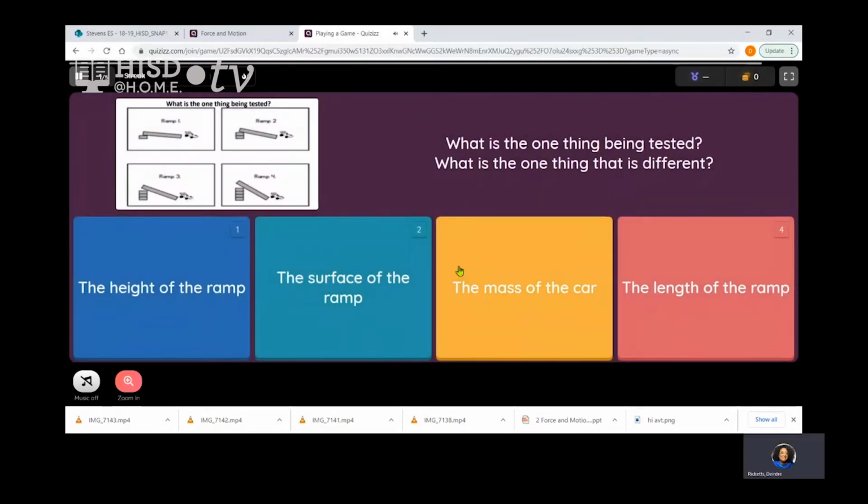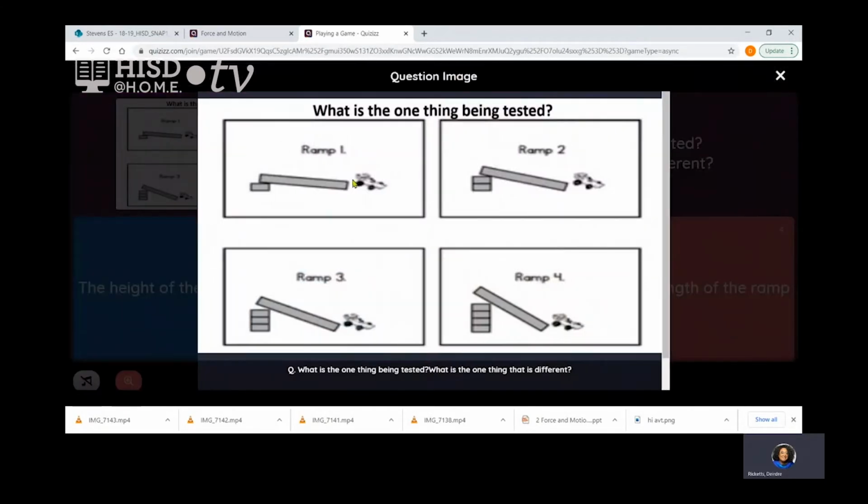What is the one thing being tested? What is the one thing that is different? So let's click on the picture and see if we can find out. Here's ramp one book, the ramp in the car. 2 books, ramp in the car. 3 books, a ramp in the car. 4 books and a ramp in the car.